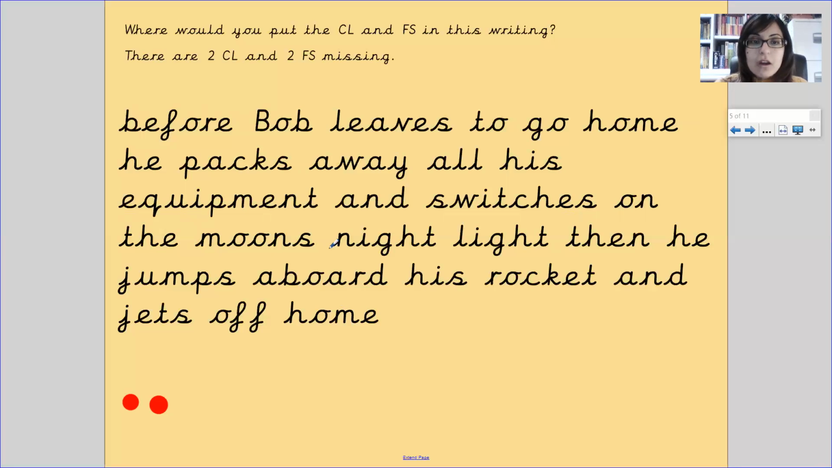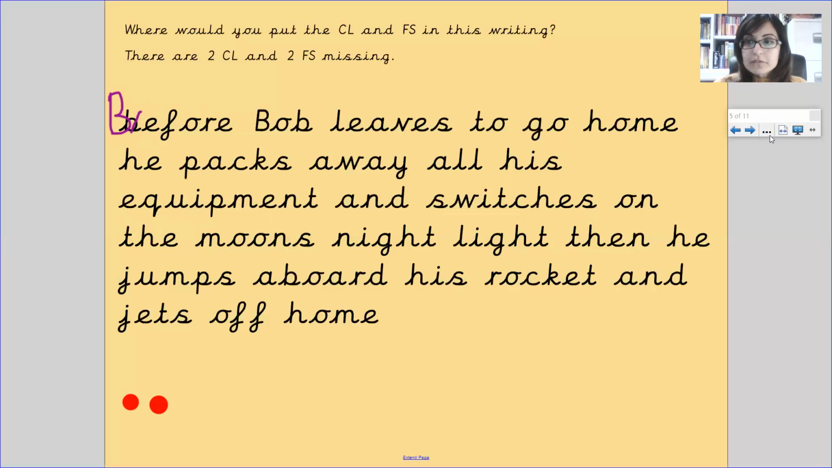So we know that our first full stop is going to go somewhere after he's completed those tasks. But before we put that full stop in, what do we need to do? That's right, our capital letter, capital B. Remember, capital B is larger than our lowercase.